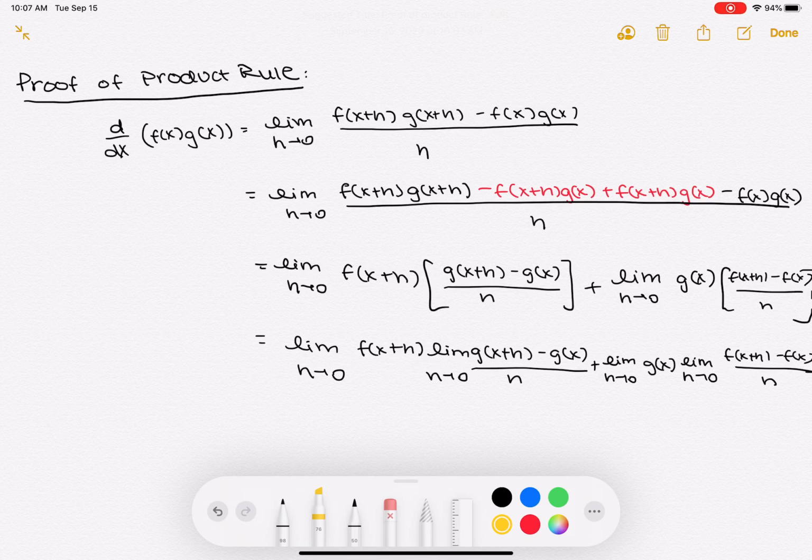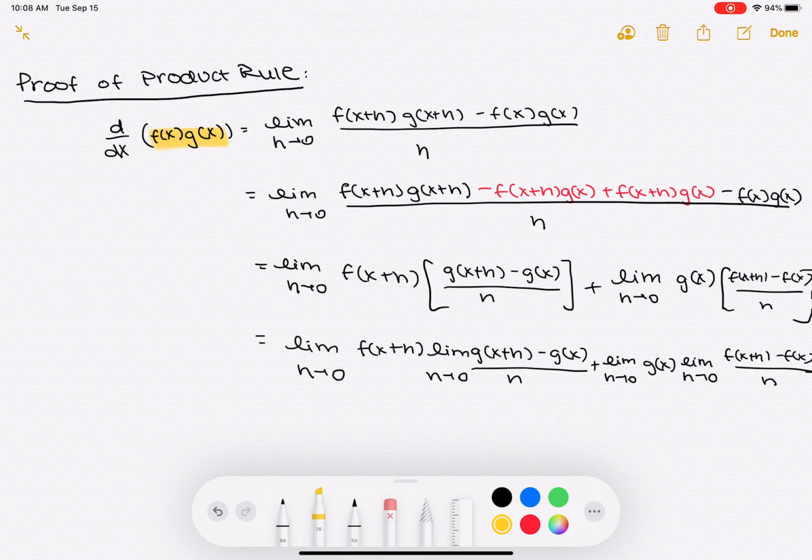Just in case you're curious where the product rule comes from algebraically, I'll go ahead and talk about this proof. I wrote it out because it's a lot of writing, so I'll talk through the steps. We're trying to find the derivative of the product of f times g. If we use the limit definition of the derivative, we need our function evaluated at x plus h.